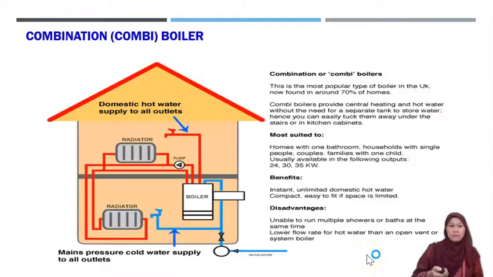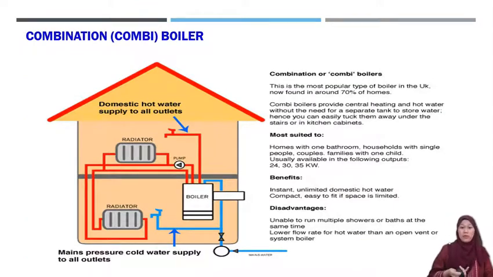Okay, let's look into the combination boiler, or they call it the Combi boiler. Okay, what is a Combi boiler? A Combi boiler is for small, compact houses, in which you don't have any water storage tank. Okay, if you take a look at this diagram, there's no water tank in the loft or the roof. Okay, and it's suited for a small house with 1 bathroom.